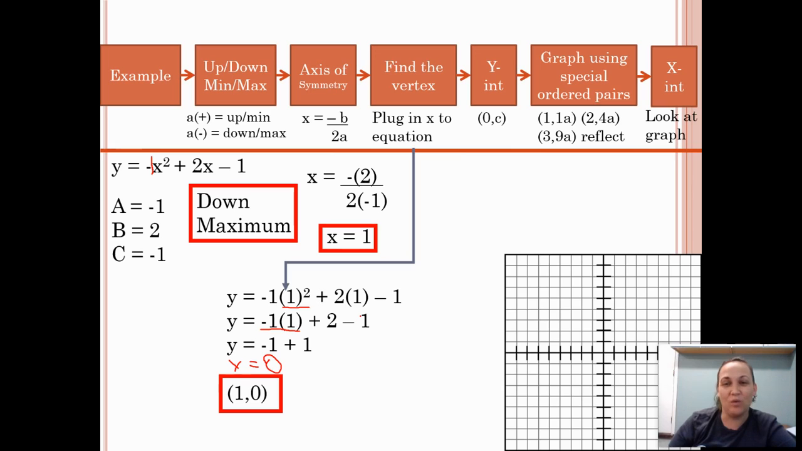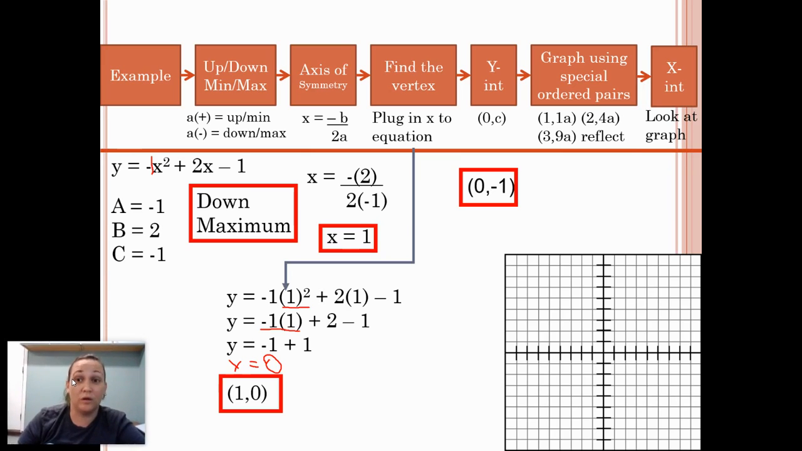Next we're going to state the y-intercept, and then we'll graph. My y-intercept is my c value, which I stated earlier was negative 1. So my y-intercept is (0, negative 1). All of this can be found without graphing. Now I do want to graph.